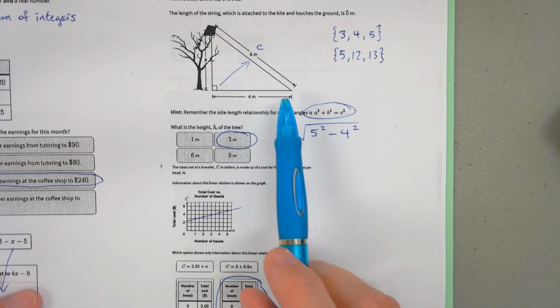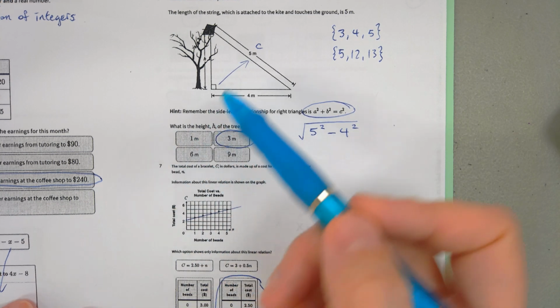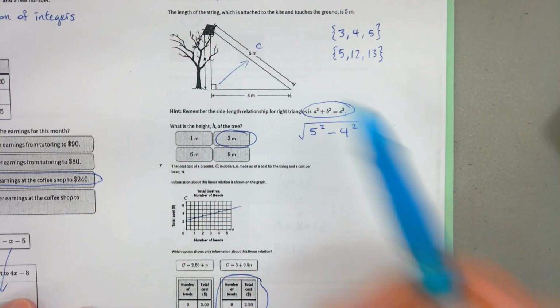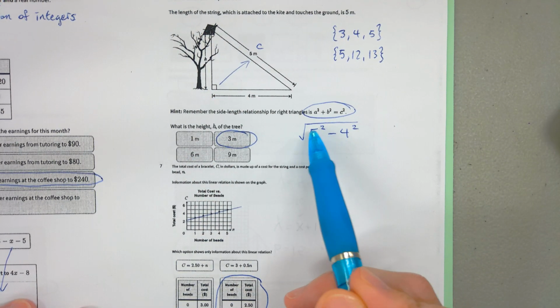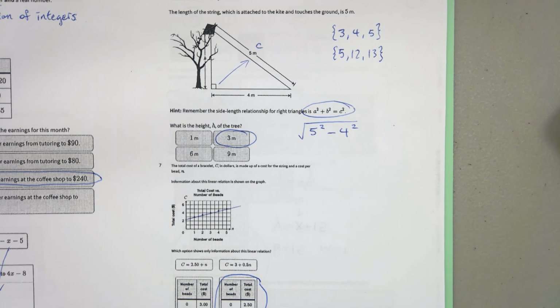Okay. Whenever you see a right angle triangle, what comes to mind? Pythagorean theorem, right? So it should be automatic now. So since you're looking for the side length, it means I'm doing the subtraction. So 5 squared minus 4 squared. Square root that, you get your answer 3.